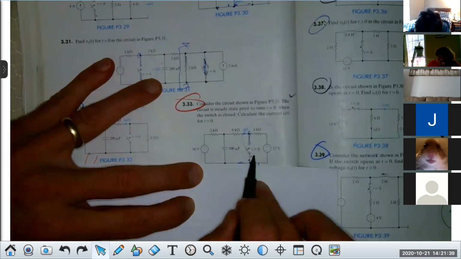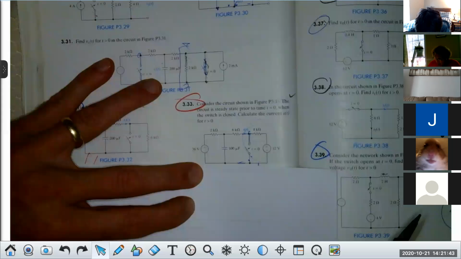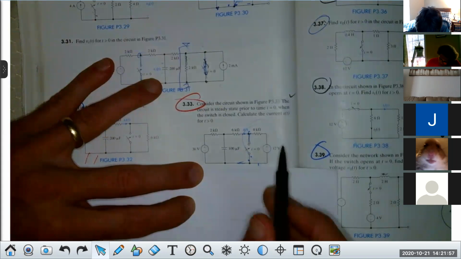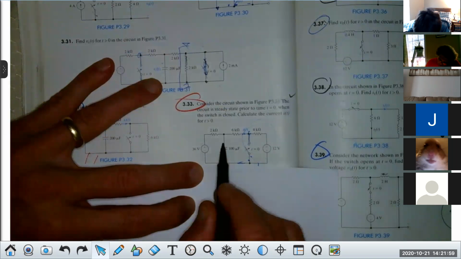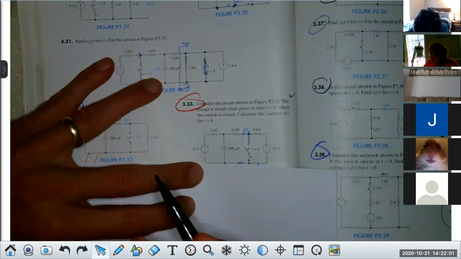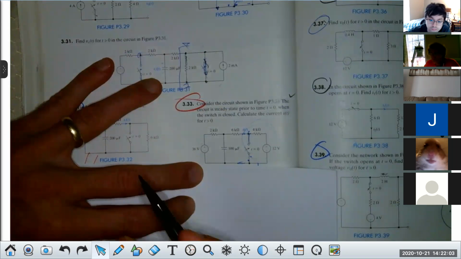Here, the switch is open for t less than 0. We want the voltage across the capacitor. Again, we want that for t less than 0, t goes to infinity, and then we want R Thevenin across it. That's the goal. Now, hear me on this one. If I look at that, that switch is open. What does that capacitor look like when the switch is open? Forever. Open circuit.